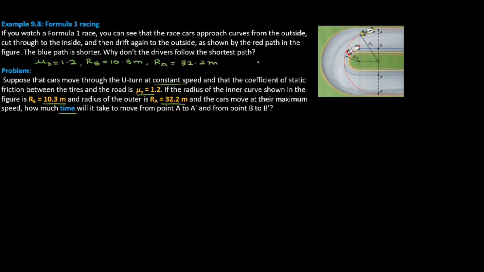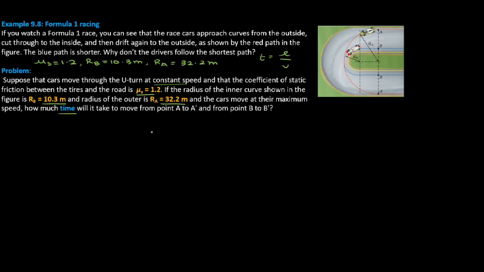32.2 meter. Now, if you want to calculate the time t it takes for the car to move along the red path and the blue path, all you need to do is know the distance they cover along this path over the speed with which they were traveling. So if I can find the speed v and the distance l that they covered, I can calculate the time taken by the car moving along the red path and the blue path. Let's start with the speed.